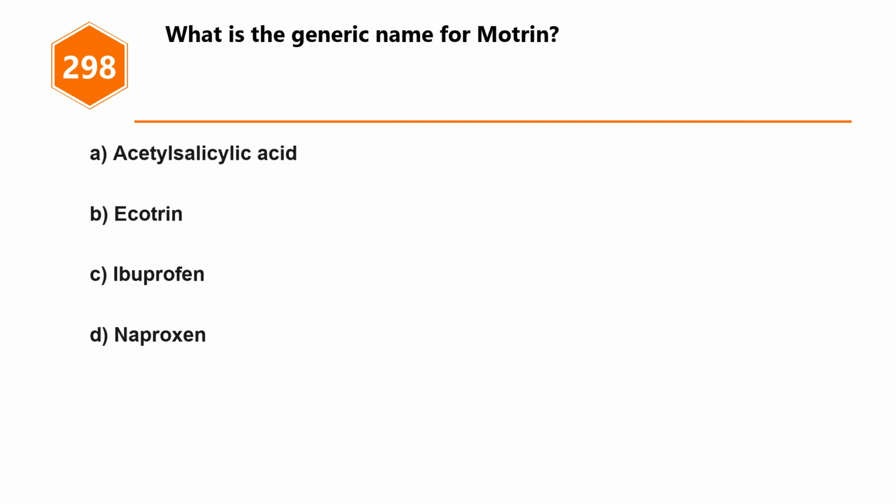Question 298. What is the generic name for Motrin? Option A, acetylsalicylic acid. Option B, Hecatrin. Option C, ibuprofen. Option D, naproxen.